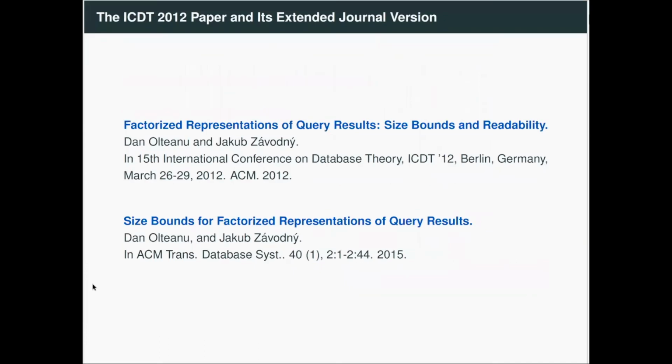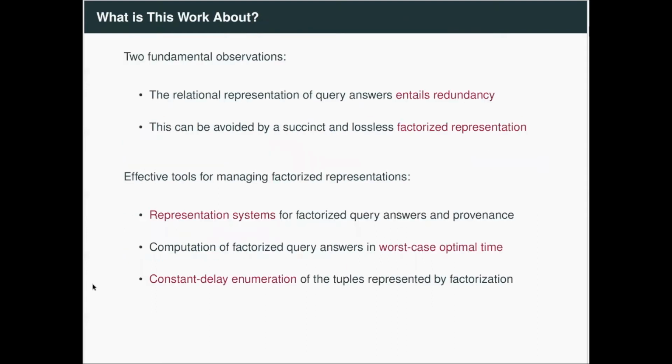This work started with the following paper published in ICDT 2012, Factorized Representations of Query Results, Size, Bounds, and Readability. An extended version of the paper, which strengthened some of the initial results and included their proofs, appeared a few years later in the Transactions of Database Systems journal. This work makes the following two simple observations.